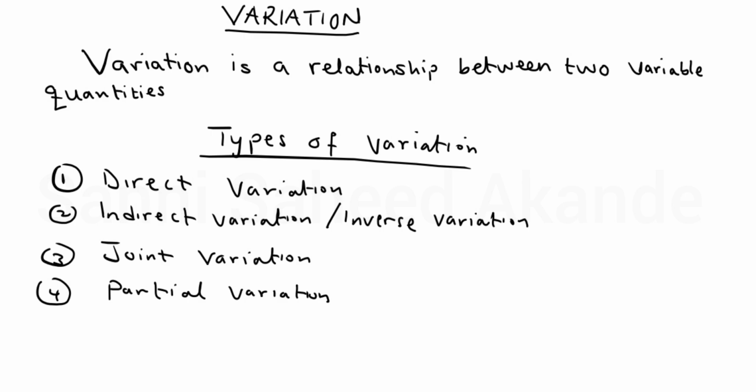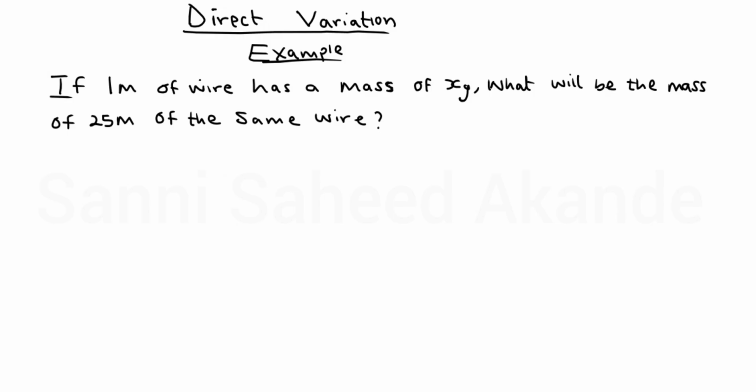Now we are going to start picking them one after the other. Today we are going to look at direct variation. Understood? Okay, so direct variation. We are going to begin by taking some examples under direct variation.